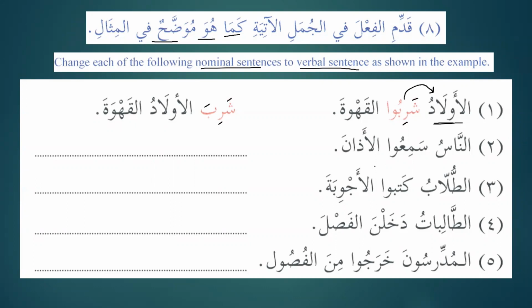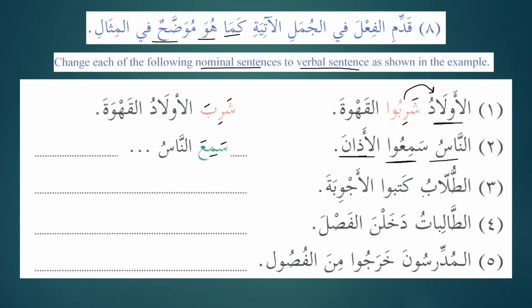An-nasu sami'u al-adhana. Now we can see that it's a nominal sentence. It starts with the noun. An-nas is the plural. That's why the verb that we are using is also plural. So sami'u al-adhana, the people heard the adhan. And now what do we have to do? Ahsanti ya ukhtah. Now it will be sami an-nasu al-adhana, right? Al-adhan will be as it is over here. So now only the singular verb will be used.